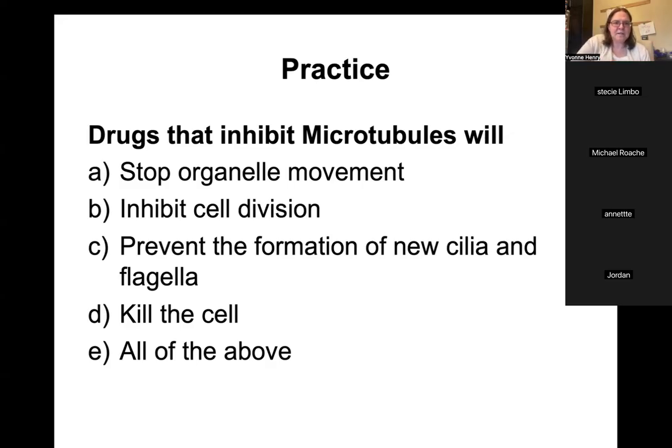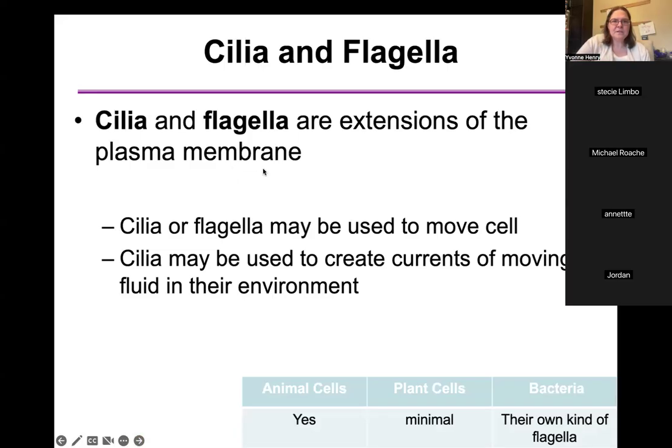Okay, so that's definitely important. Organelles would stop moving, cell division would be inhibited, which would kill the cell, and you would prevent new cilia or flagella from attaching that have that waving motion. Okay. So the cilia and flagella here, we have those in animal cells, and bacteria have them as well, but the structure and the mechanism in the bacteria cell are a little bit different.